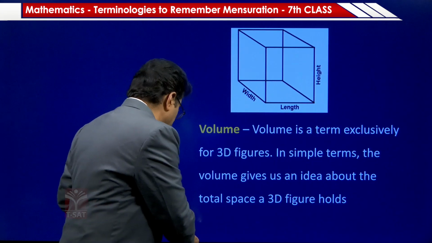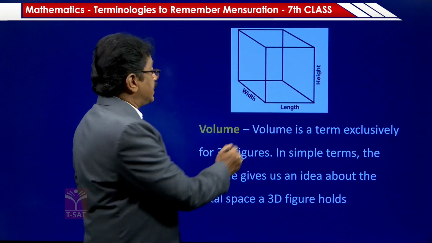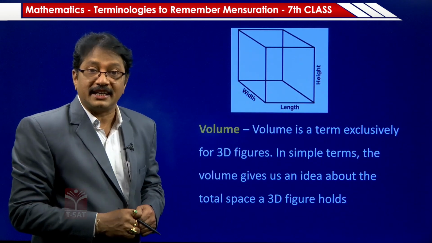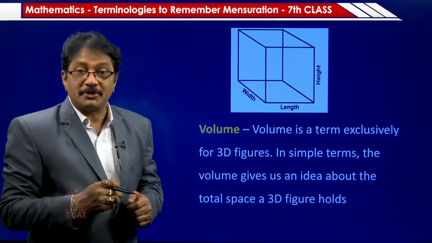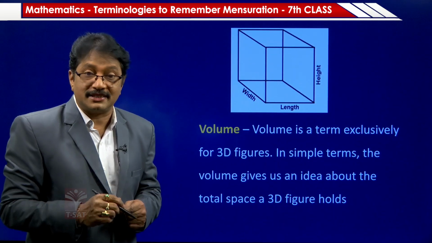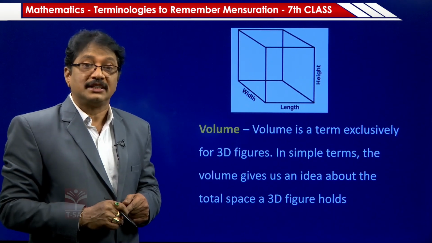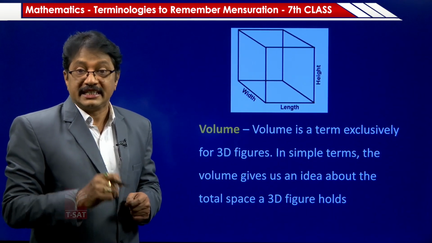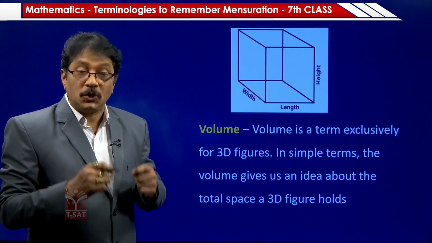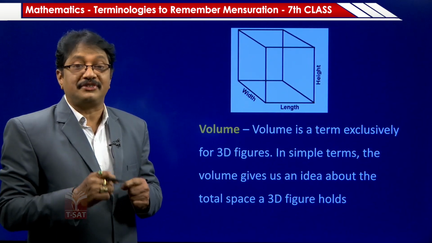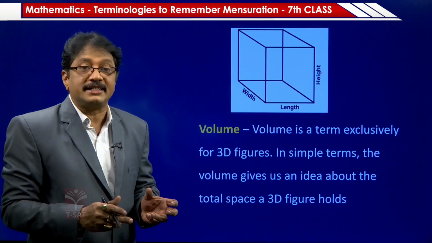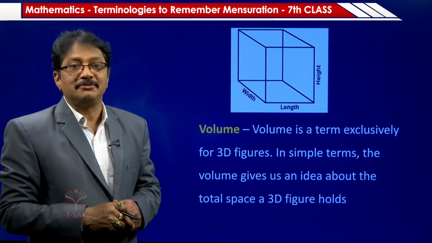So you have length, you have width, you have height. This is length, this one is the width and that's the height. These three are given. So now coming to the volume. What is a volume? Volume is a term exclusively used for three-dimensional figures. In simple terms, the volume gives us an idea about the total space a 3D figure holds. How much space the 3D figure occupies is called simply the volume of the 3D figure.